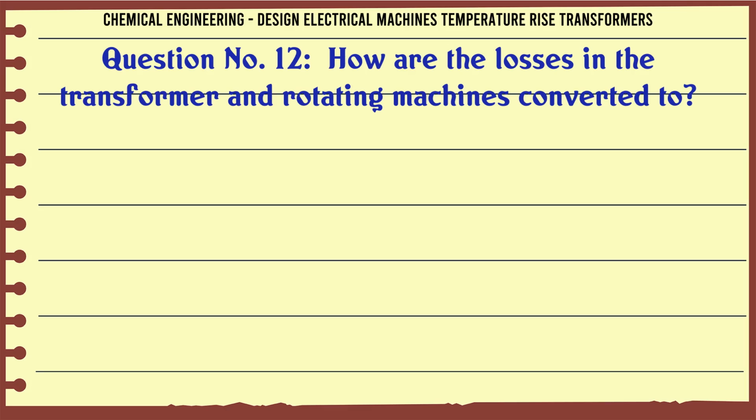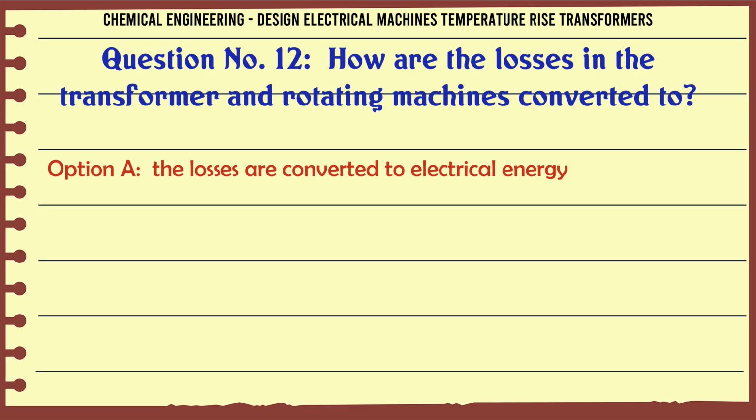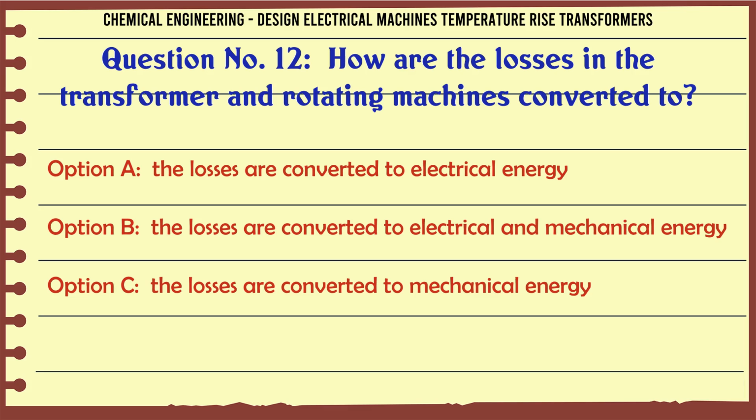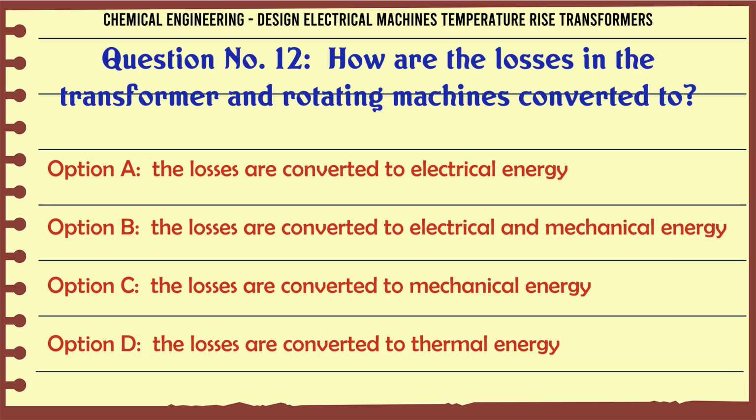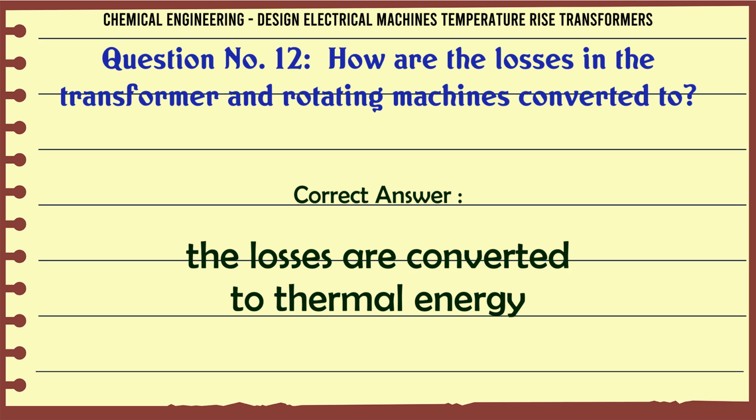How are the losses in the transformer and rotating machines converted? A. The losses are converted to electrical energy. B. The losses are converted to electrical and mechanical energy. C. The losses are converted to mechanical energy. D. The losses are converted to thermal energy. The correct answer is the losses are converted to thermal energy.